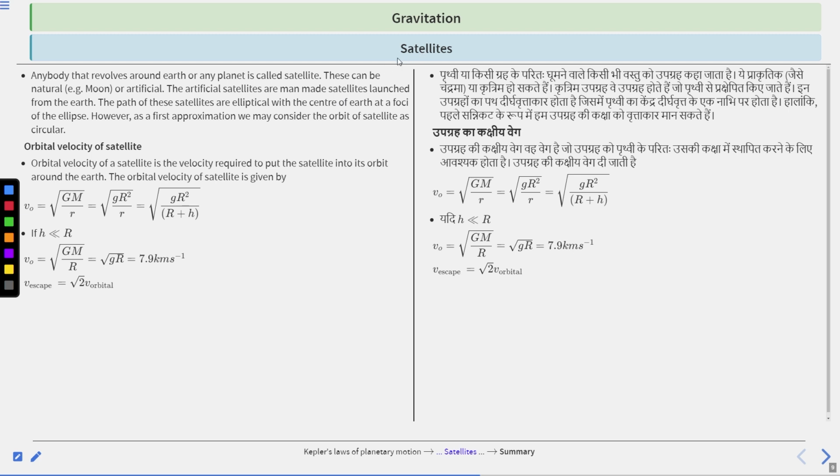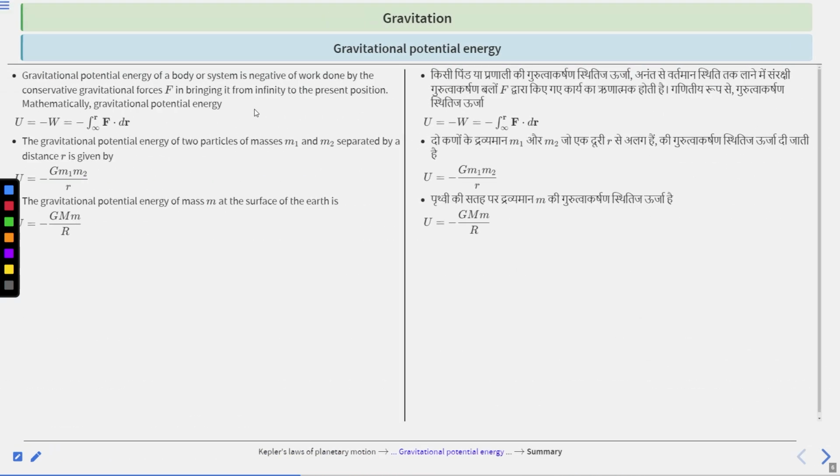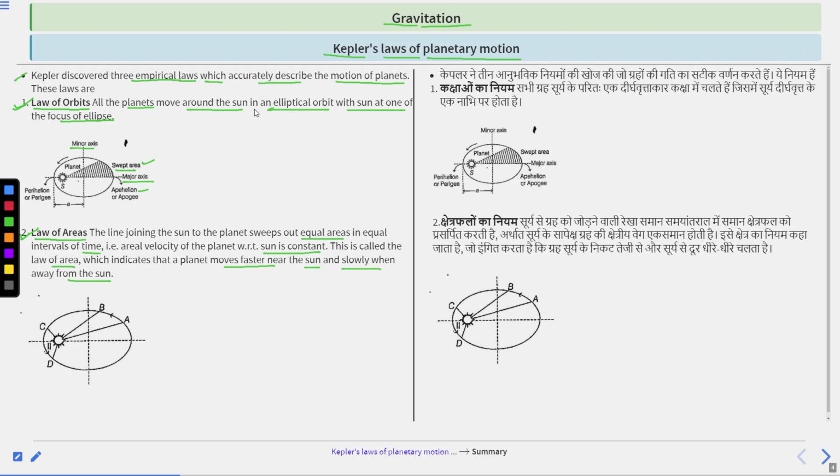Next is satellites. Any body that revolves around the Earth or any planet is called a satellite. This can be natural like the Moon or artificial. The artificial satellites are man-made satellites launched from the Earth. The path of these satellites is elliptical. This is the elliptical path. Clear?